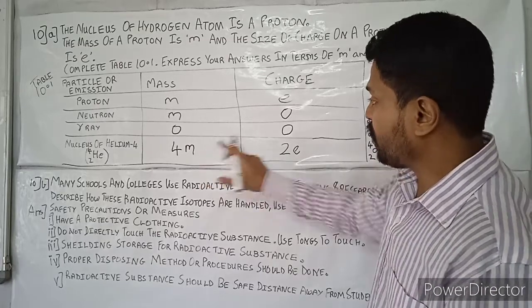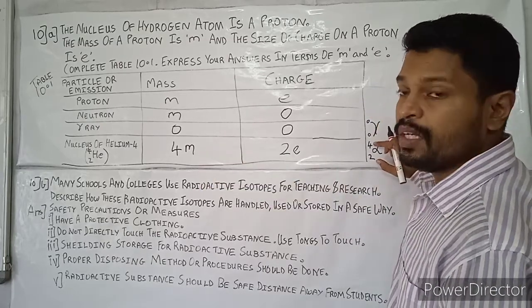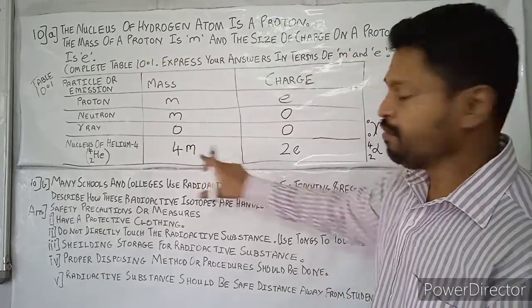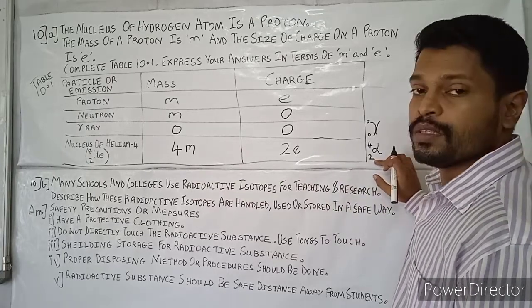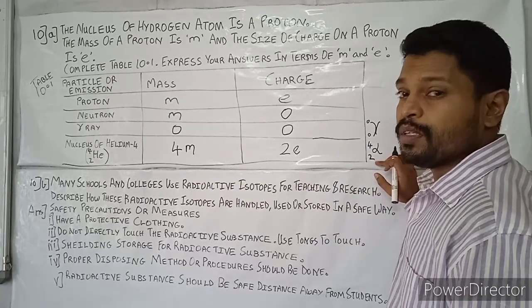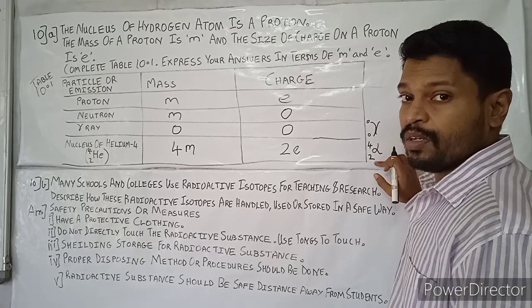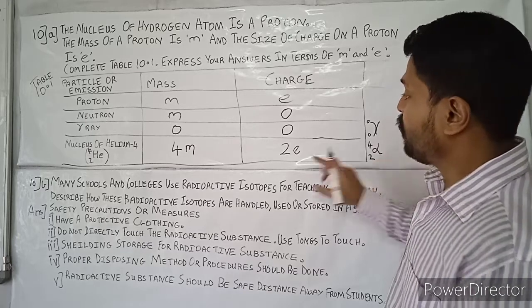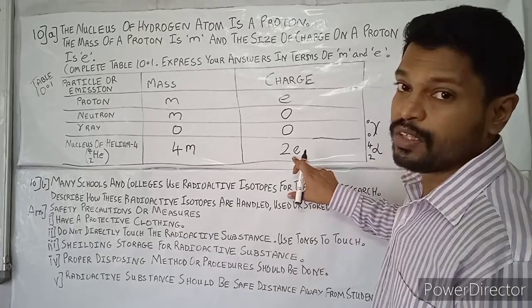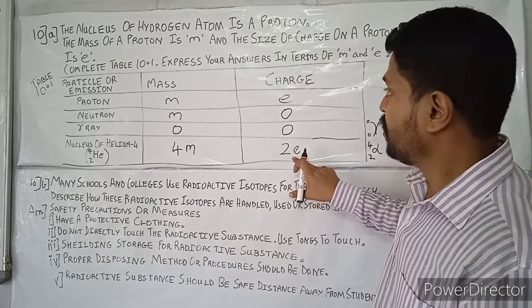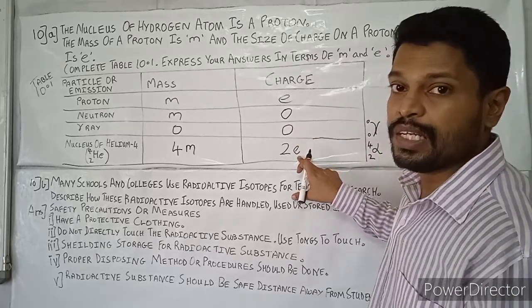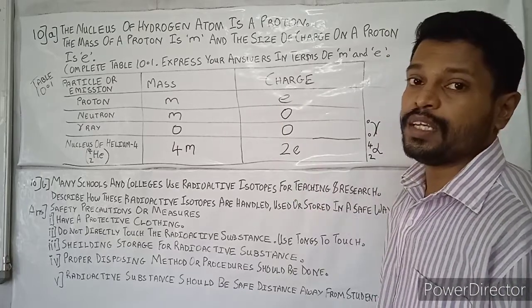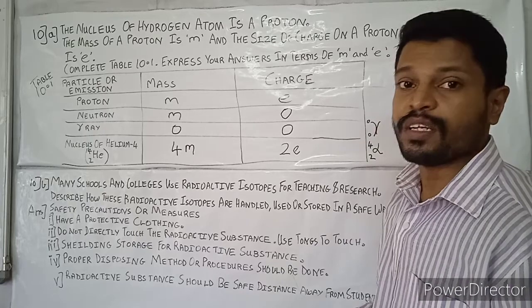To find the mass, we multiply the mass number by the mass of the proton, m, so 4 times m. And this is 2 times, because this is the number of protons. Proton and electron charges are the same, and the charge is always represented by e, so 2 times e. Hope this question 10 A and its answer is clear.